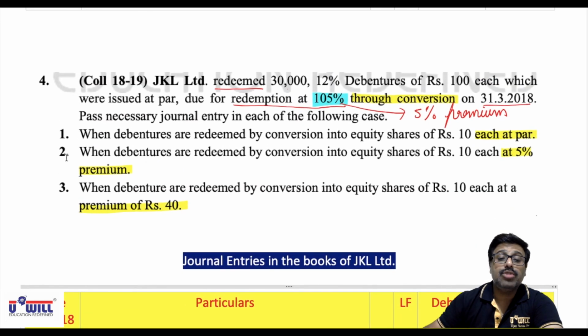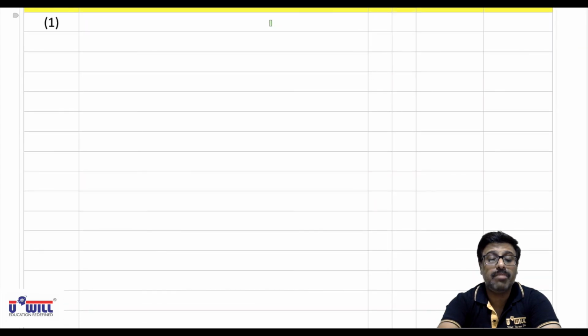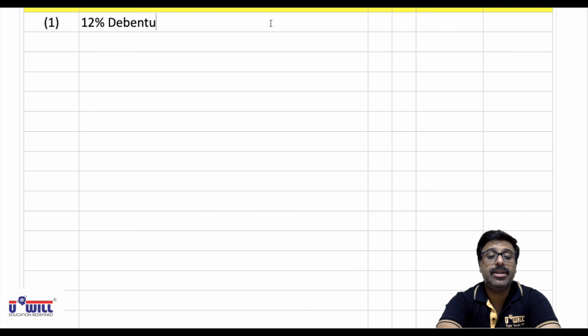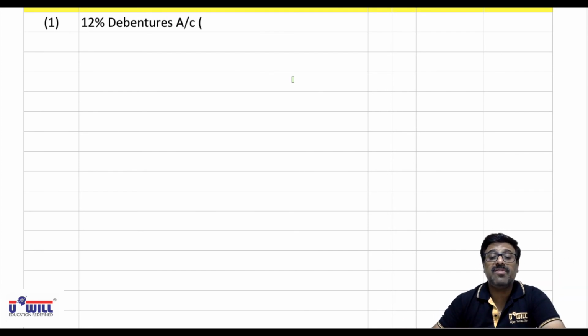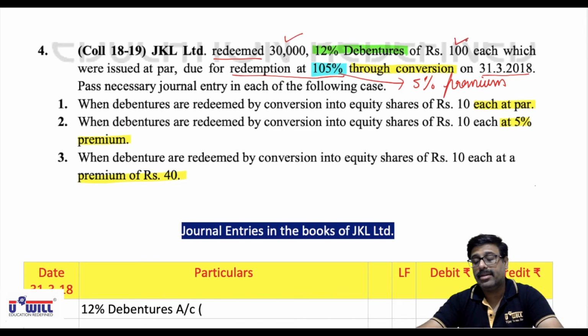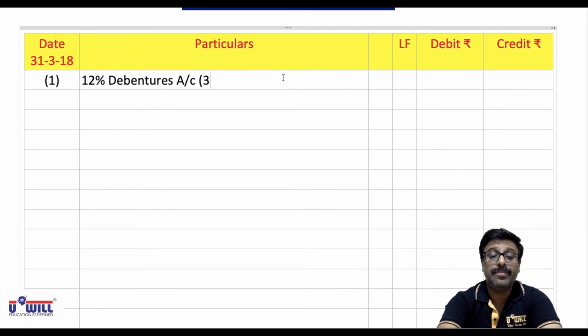So this 12% debentures account is our liability that we will reverse and debit to close it. Now we'll debit it with what amount? Face value. Debentures, I told you throughout the chapter, wherever you record debentures, always with face value. So 30,000 into 100. What will be the face value of these debentures? 30,000 into 100.